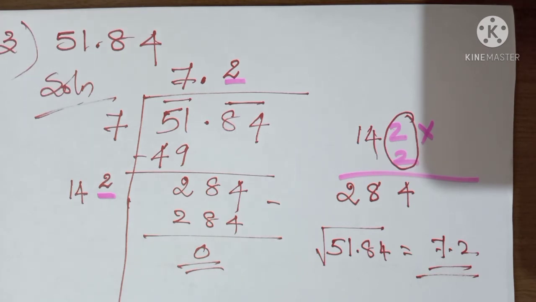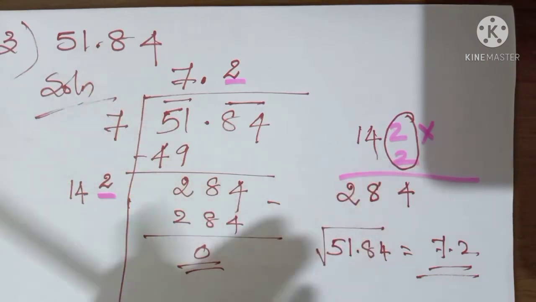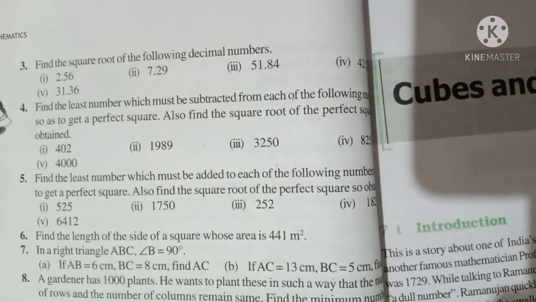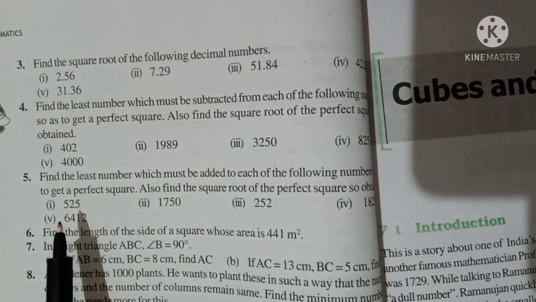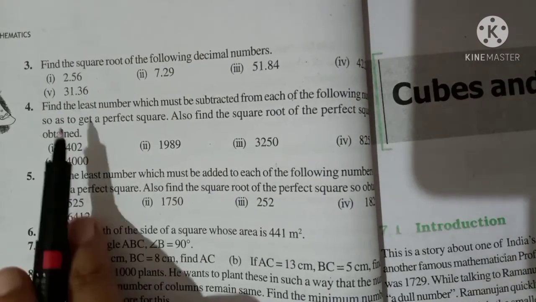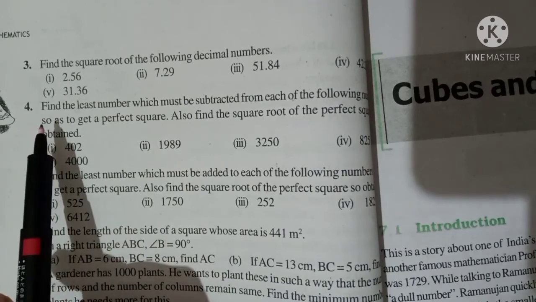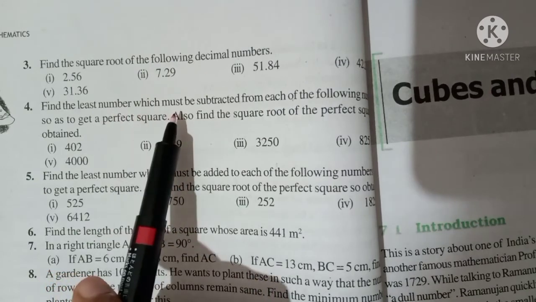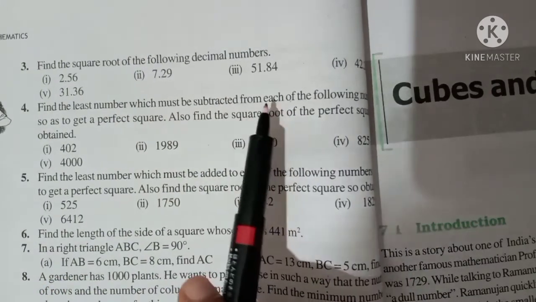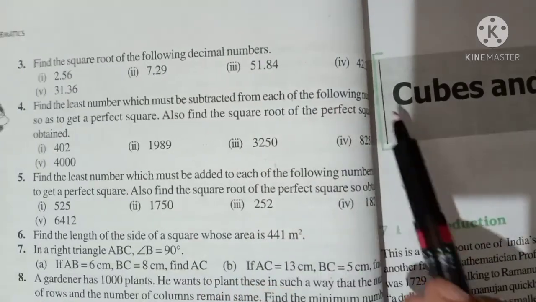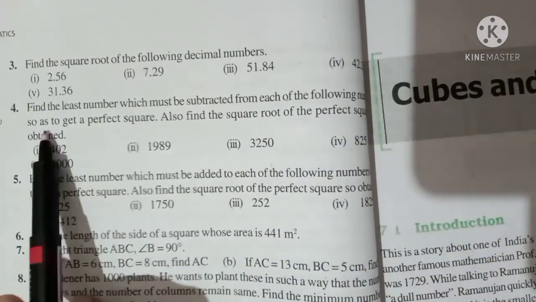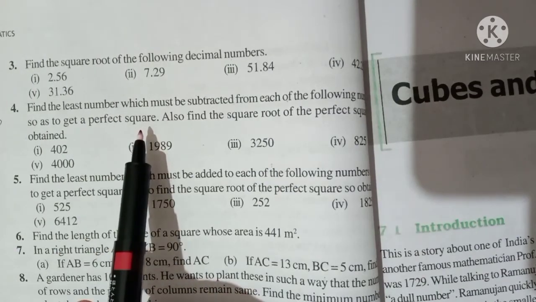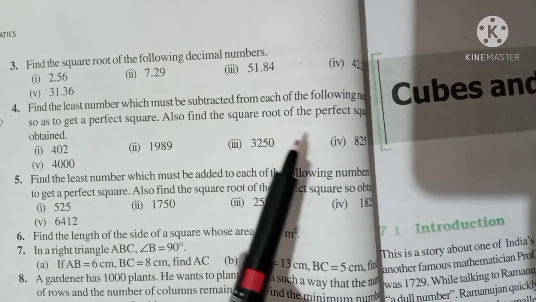Is it clear, children? Now let's see some problems based on this. Take page number 108, question number 4, just read it. Find the least number which must be subtracted from each of the following numbers so as to get a perfect square.